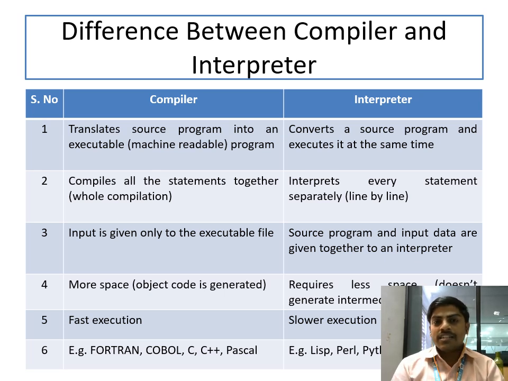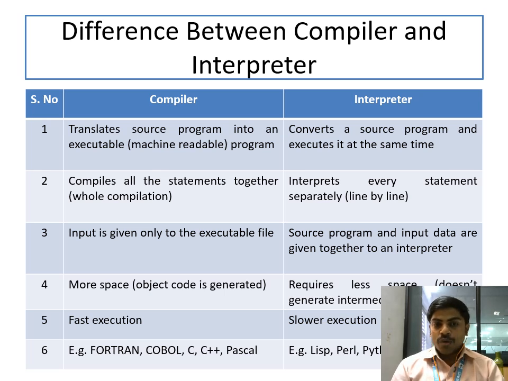And these are the differences between compiler and interpreter in written form. Let us look into point 1. Compiler translates the source program into an executable program, probably the machine readable program, at a stretch. Whereas an interpreter converts a source program and executes it at the same time. Compiler doesn't execute directly, while the interpreter executes directly. Point 2. Compiles all the statements together. It is a whole compilation. Whereas the interpreter executes or interprets each statement separately, line by line.